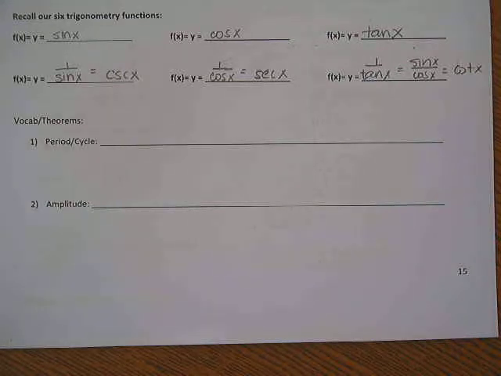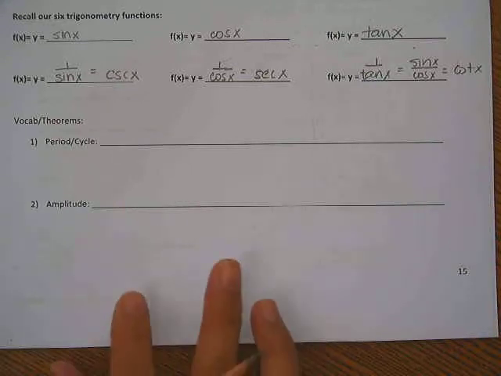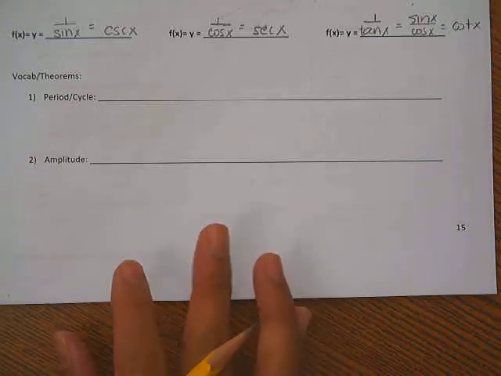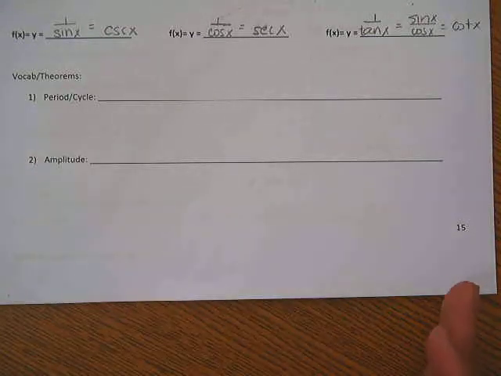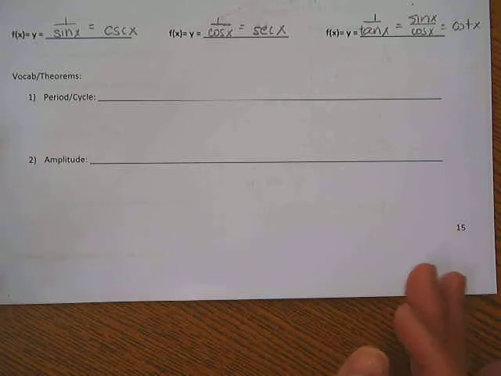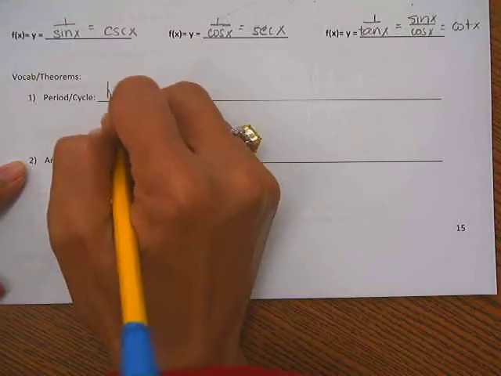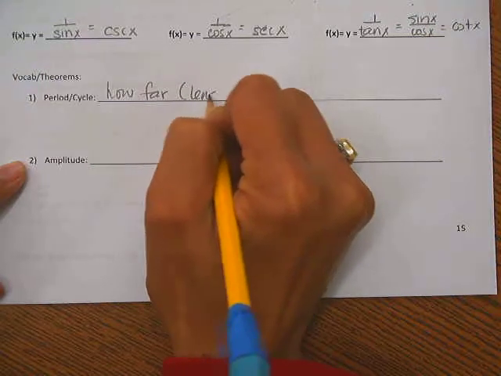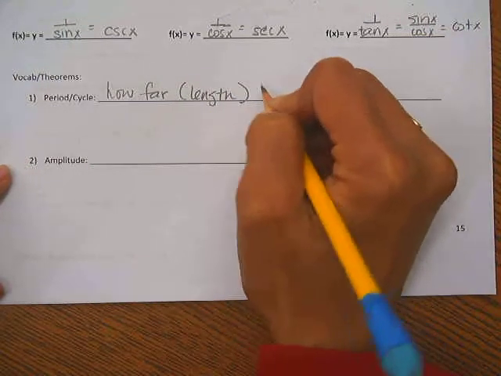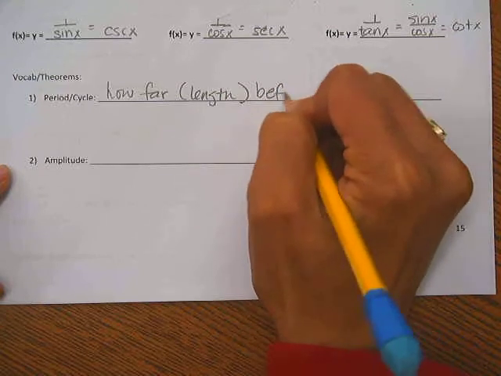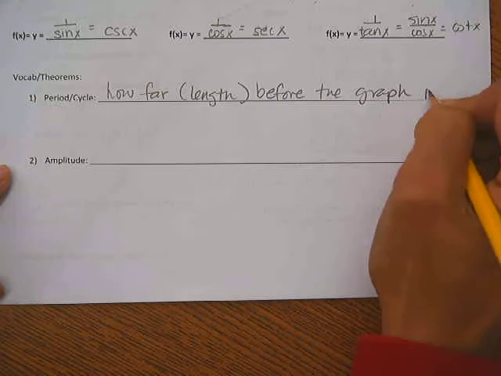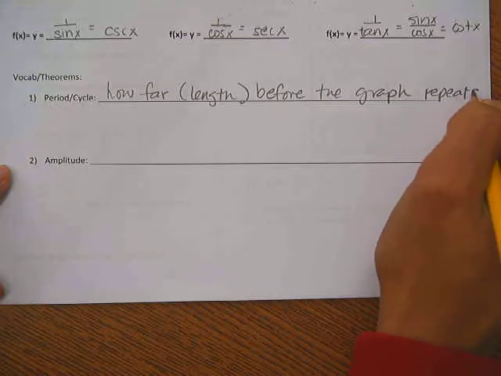Alright, so definitions. We got 2 vocabulary words in front of us. The first one is some books will use period, and some books will use cycle. So a cycle or a period is going to be how far, that means in length, before the graph repeats.